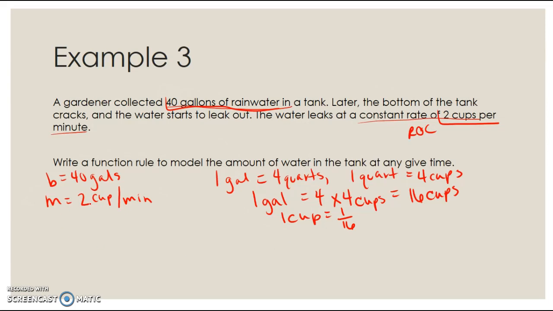So now the fact that we have 2 cups would equal 2 times the 1/16, which will give us 2/16 of a gallon, which reduces to 1/8. And so our M, our rate of change, is 1/8.